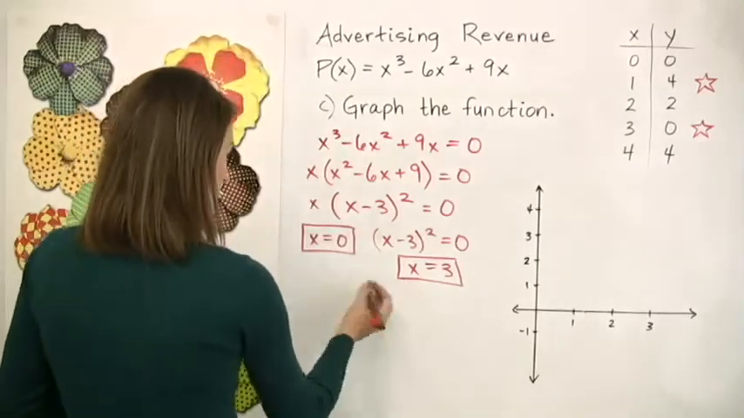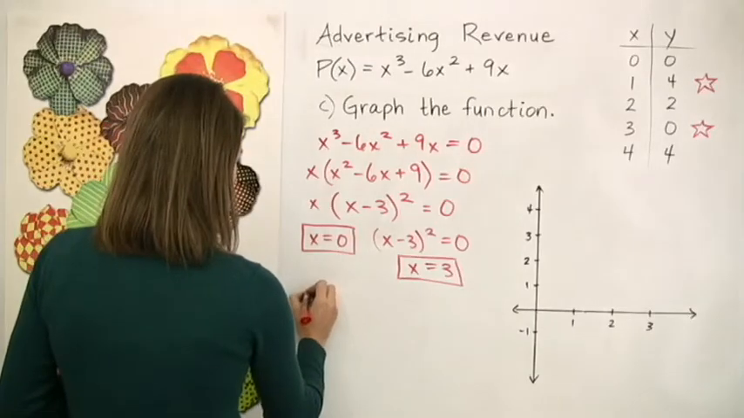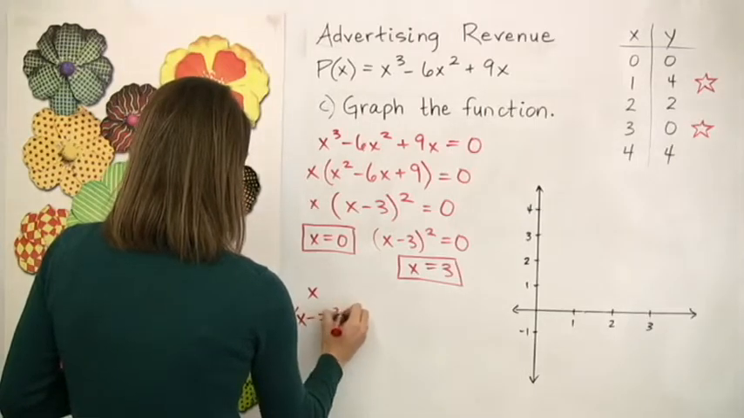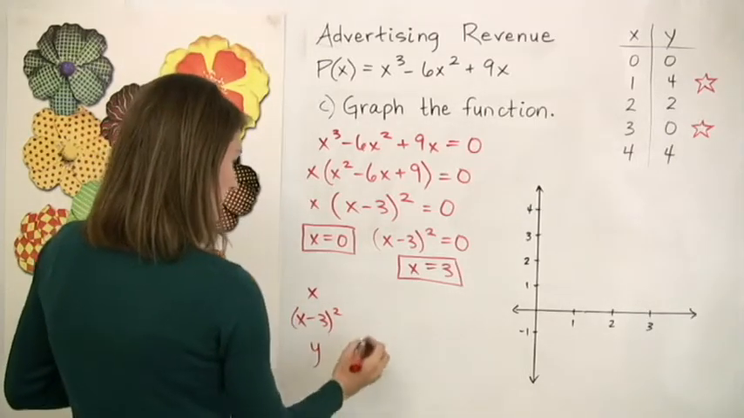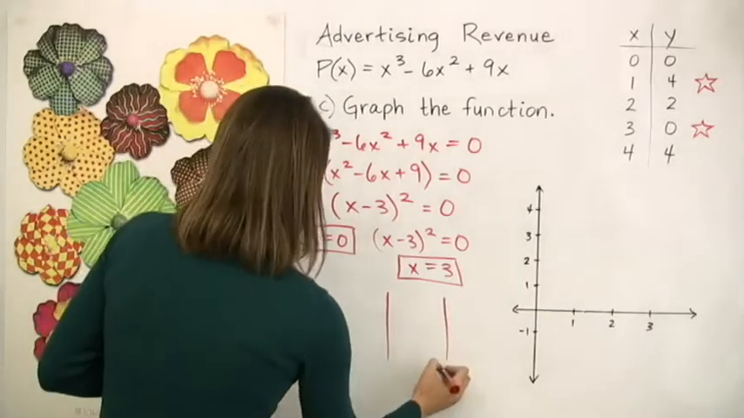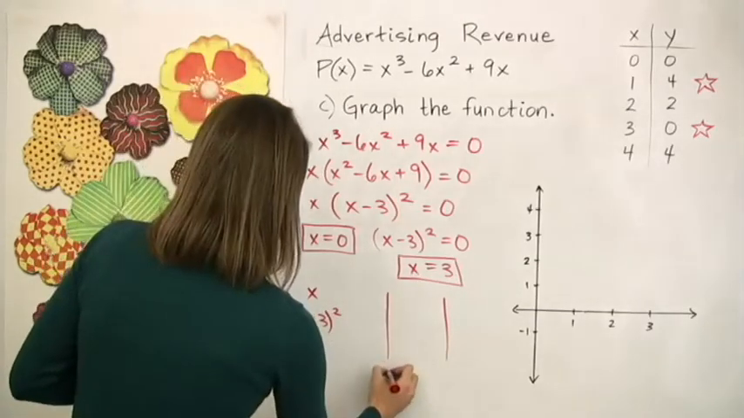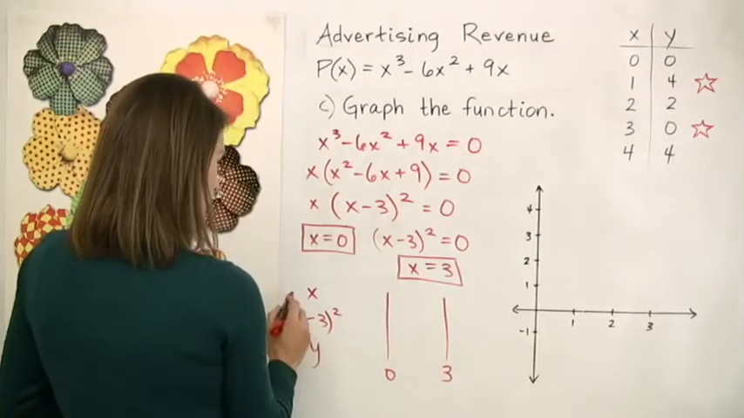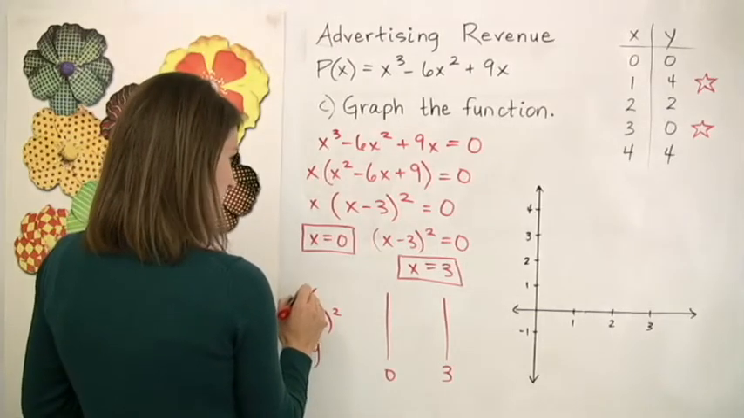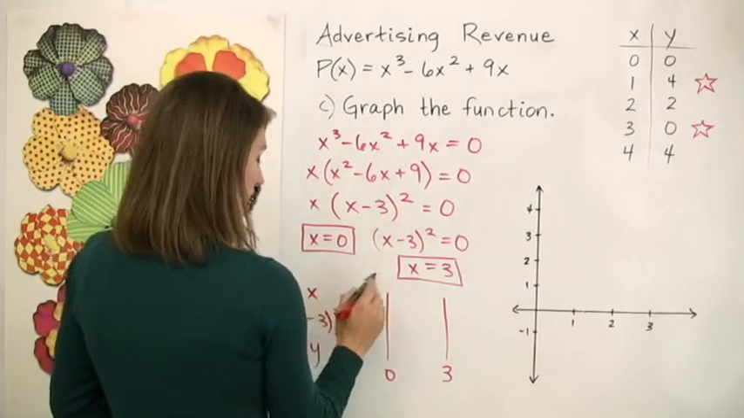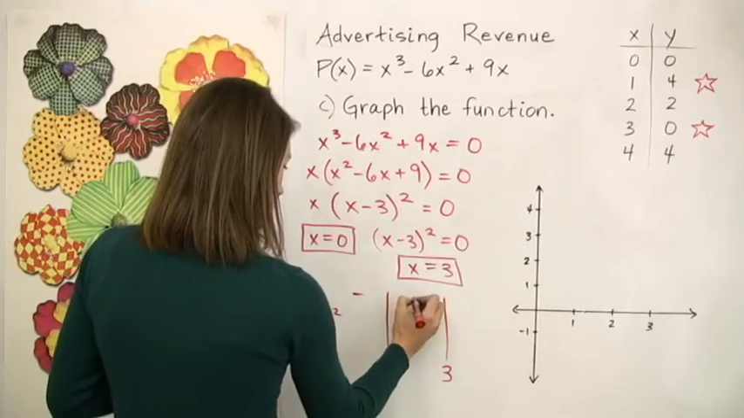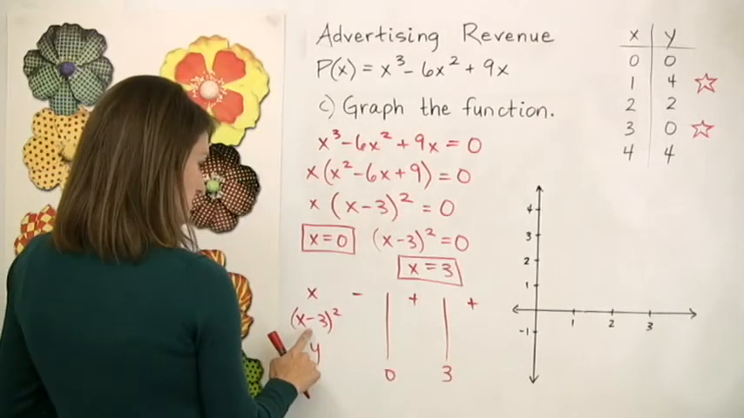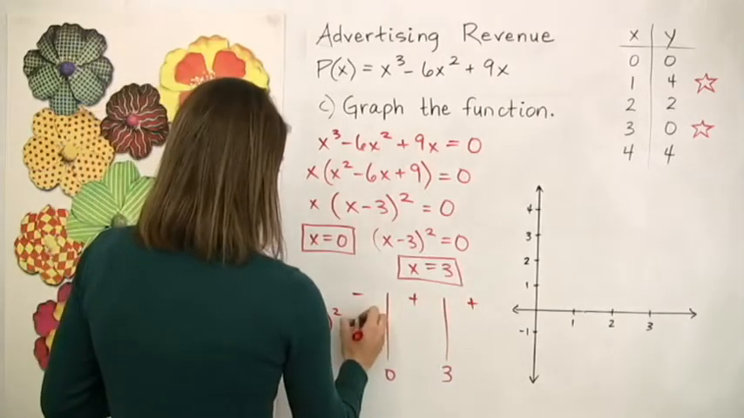So if we were to find the signs for both of our factors, we need to find it for x and find it for x minus 3 squared, and also find it for our total function. And then we're going to find it on either side of our x-intercepts, so on either side of 0 and on either side of 3. For x, our values for y are going to be negative when x is less than 0, positive between 0 and 3, and positive when it's greater than 3. For x minus 3 squared, all across the board it's going to be positive.